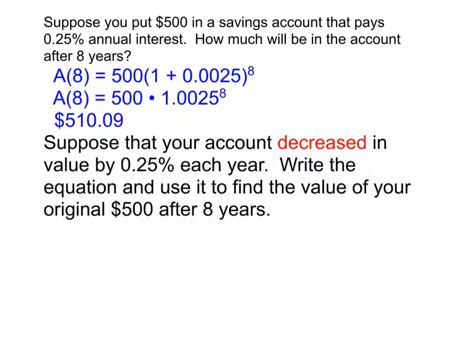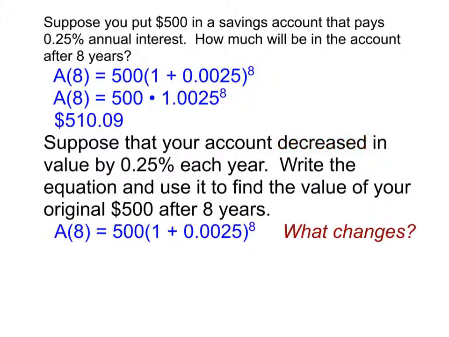Now, the opposite can happen as well. Things don't always grow by the same percent each year. Sometimes they can decrease by a certain percent each year. Well, we want to be able to do the same basic process here. We want to show what happens if the amount is going down by 0.25%. So this was the equation that we had earlier. What about it am I going to change to make it go down instead of make it go up? Yeah, our addition here is actually going to become subtraction.